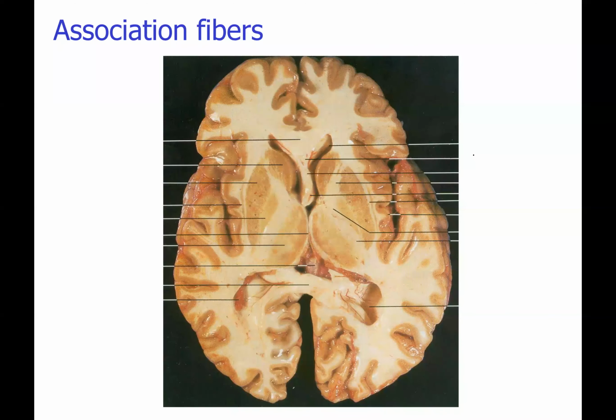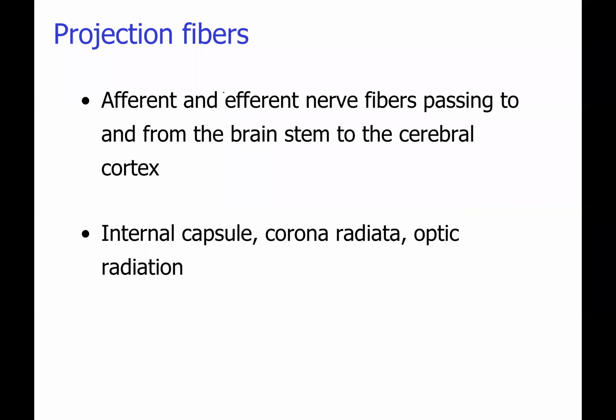So I just wanted to show you. So association fibers would be like these long ones. Short ones would be connecting the adjacent gyri. Okay. Then the projection fibers, third type: commissural fibers, association fibers, and projection fibers. Projection fibers are again long fiber tracts. They can be either sensory, you call them sensory or afferent, or efferent or motor.